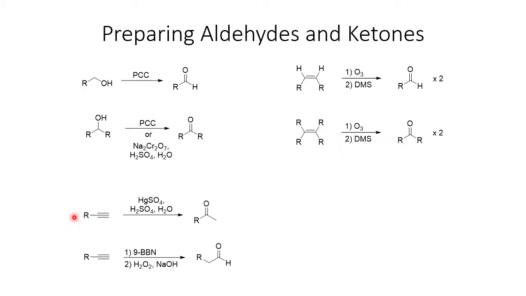We also learned to produce aldehydes and ketones from alkynes. So using an alkyne and mercuric sulfate as well as sulfuric acid and water, this is going to produce a ketone. We can also use hydroboration oxidation for alkynes using 9-BBN as well as hydrogen peroxide and sodium hydroxide to produce an aldehyde. Again, these are all review from previous chapters.